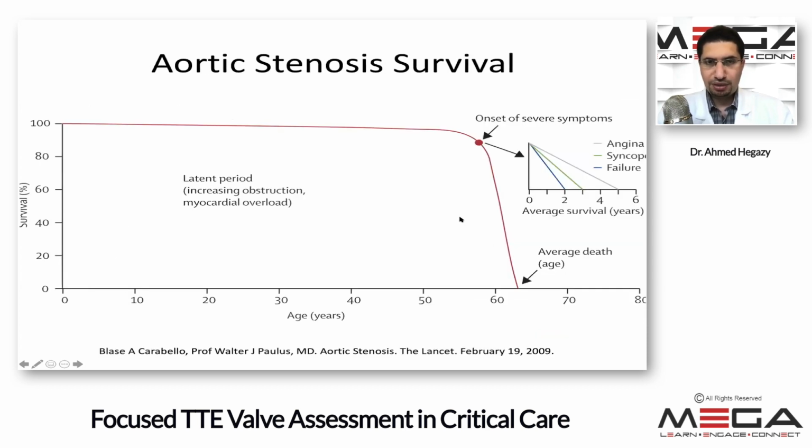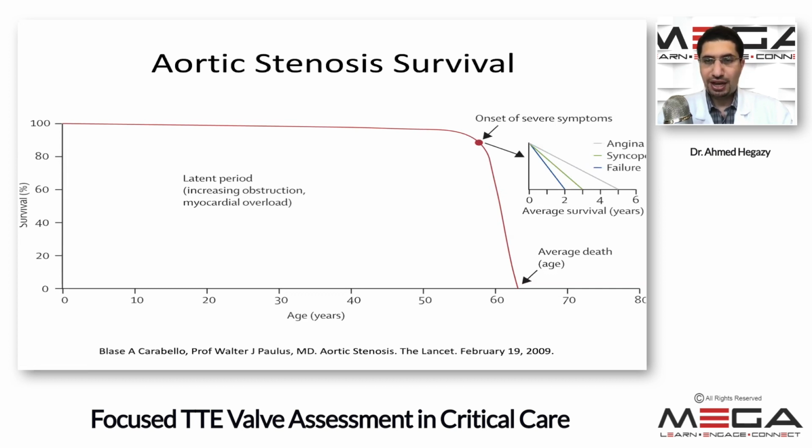And the reason I like to talk about aortic stenosis is because of how significant an impact it has on patient survival. When you look at patients who have aortic stenosis who have not undergone any surgery, their natural history is such that over time, they have a bit of a latent period where there's increasing obstruction, a bit of myocardial overload that's building up over time as the aortic stenosis gets more and more severe until it eventually starts becoming symptomatic. And once the patient becomes symptomatic, that's when their lifespan is affected.